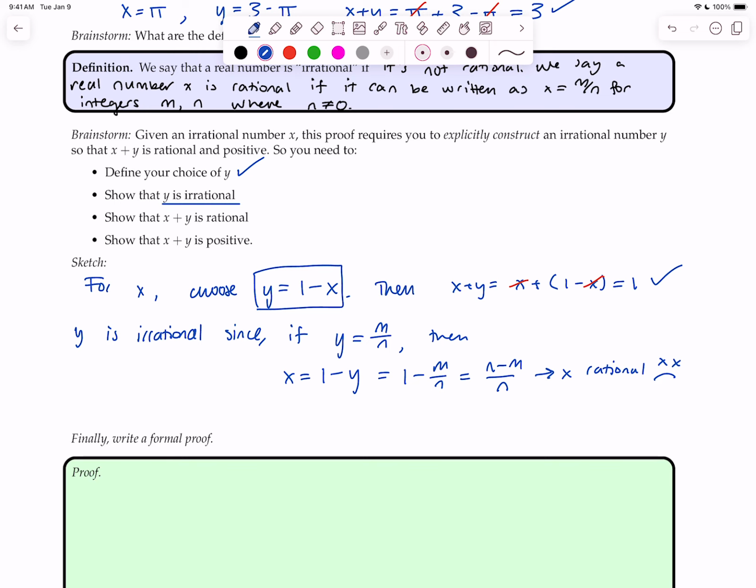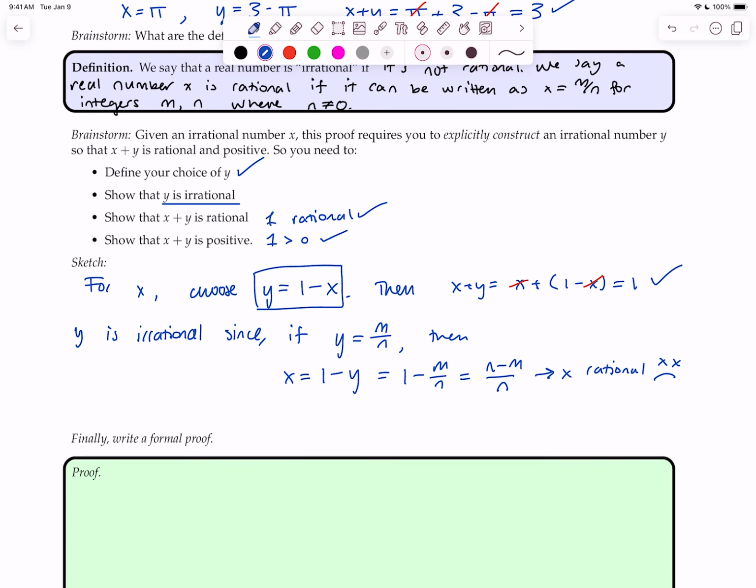Then we would need to check that x plus y is rational. Well, 1 is certainly rational, so that'll always work. And then we need to make sure it's positive. Well, 1 is definitely positive, so that also works. So those two will be pretty fine. The real meat and potatoes is defining the choice of y and showing that that choice does work, that it is indeed an irrational number.